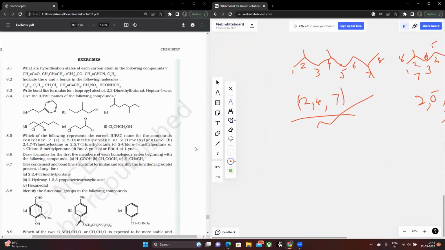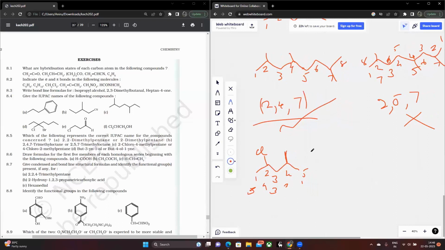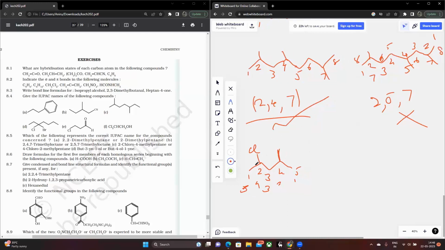And for C, it's 2-chloro-4-methylpentane or 4-chloro-2-methylpentane. Pentane, that's 1, 2, 3, 4, 5. You are given 2-chloro-4-methyl, or they're asking if it's the other way around. If you want to think for a few moments, just pause the video and think about it. The answer here is the first nomenclature, 1, 2, 3, 4, 5 going to this side. That's correct. The other way around is wrong.